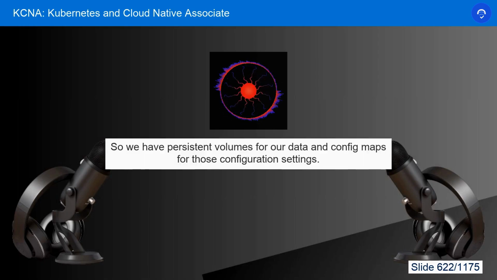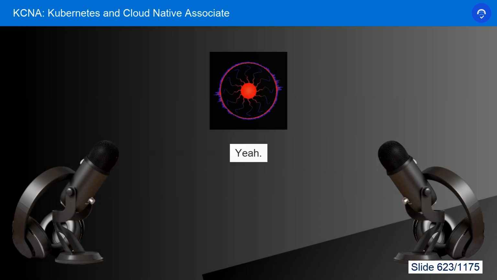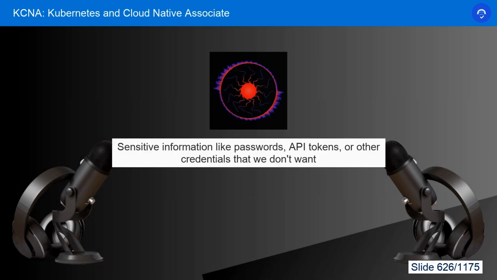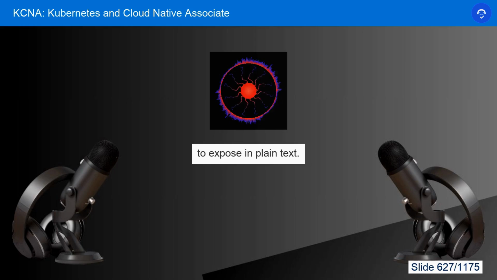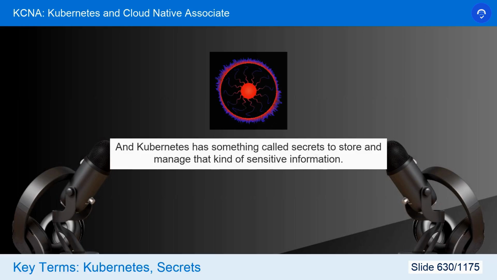Okay, so we have persistent volumes for our data, config maps for those configuration settings. But what about secrets? Sensitive information like passwords, API tokens, or other credentials that we don't want to expose in plain text. You're right. Security is super important. And Kubernetes has something called secrets to store and manage that kind of sensitive information.